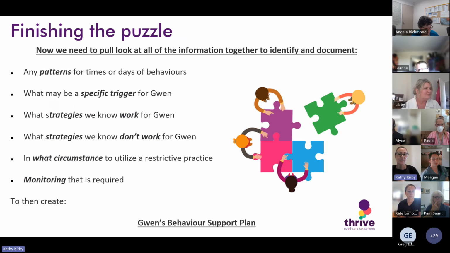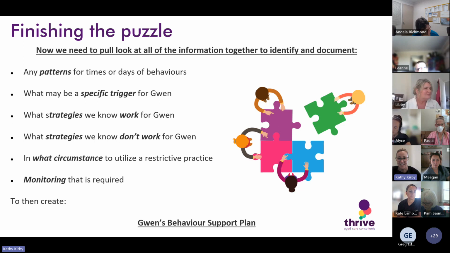Okay, so what we did, take a second. So what were we looking for? We were looking for patterns. Okay, we were looking for patterns for the times or the days of the behaviour. Now, remembering that when I started there, Gwen went from 0 to 100. There were no triggers. Nothing worked. She just went from 0 to 100 to throwing a frame at people, and she needed to leave the facility because it wasn't safe. Okay.